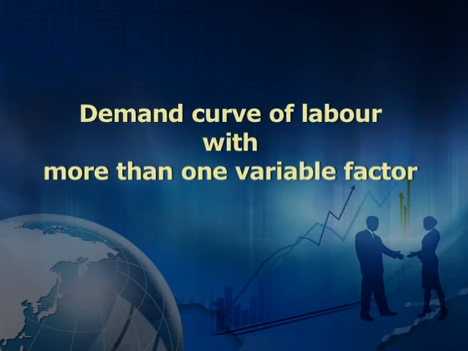Now, we are going to discuss the demand curve of labor with more than one variable factor. The short-run demand curve for labor of a firm is based on three assumptions, namely, first, a perfectly competitive labor market, second, constant supply of capital, and third, the marginal revenue product curve MRP of labor is given.